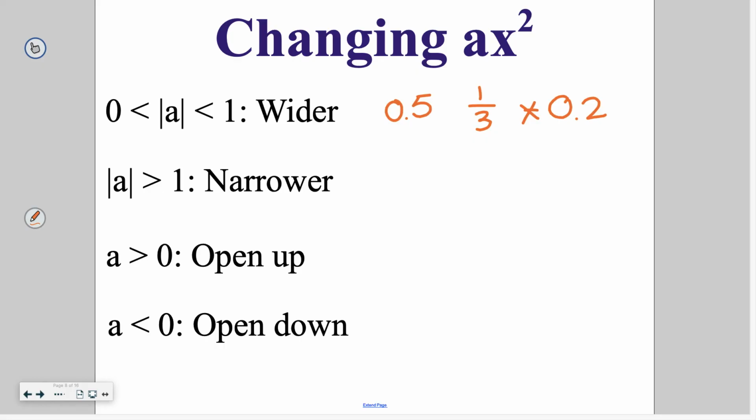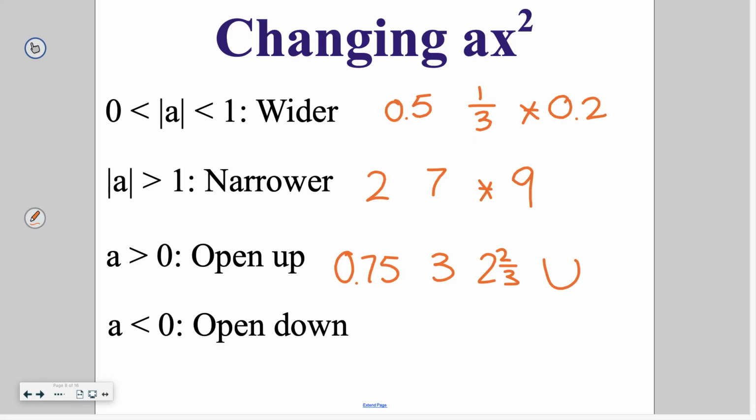If it is narrower, it's going to be greater than 1. So 2, 7, -9. Again, not paying attention to the negatives. The negative comes into play when you're looking for open up or open down. Open up is going to be anything bigger than 0. So 0.75 or 3 or 2 2/3. All of those are bigger than 0, so it's going to open our graph up.